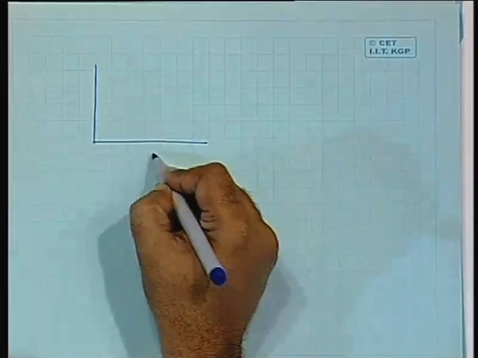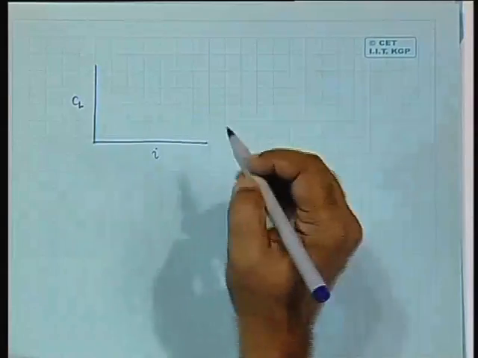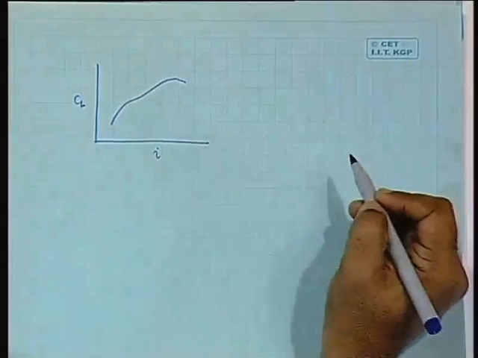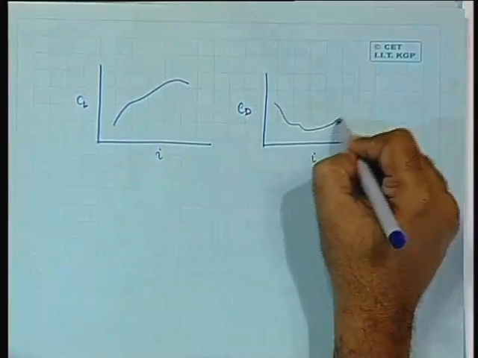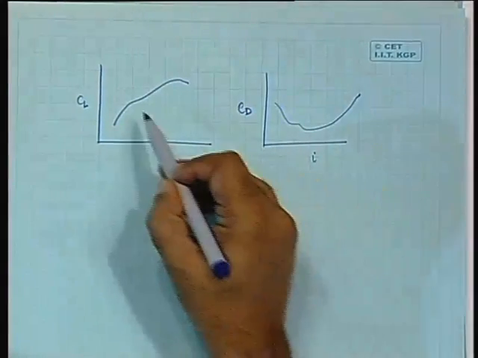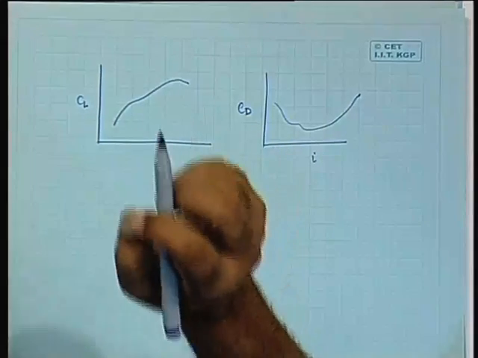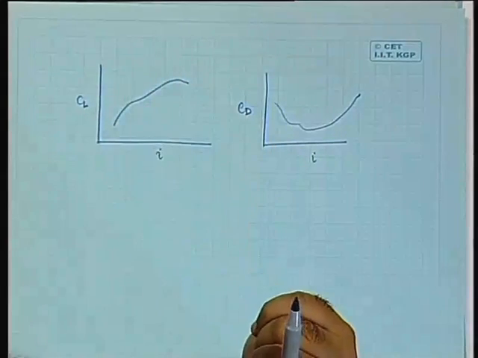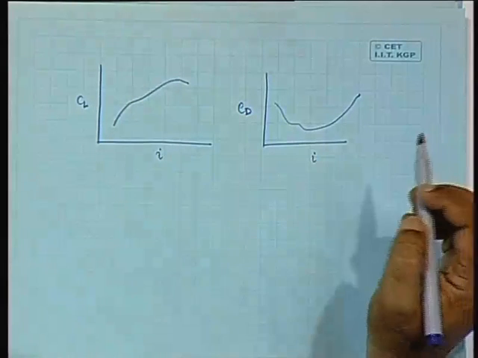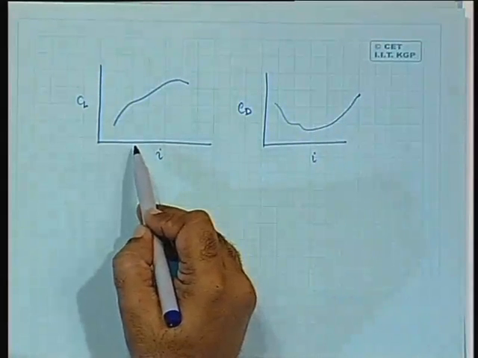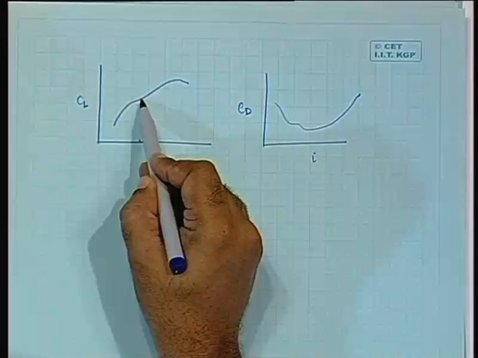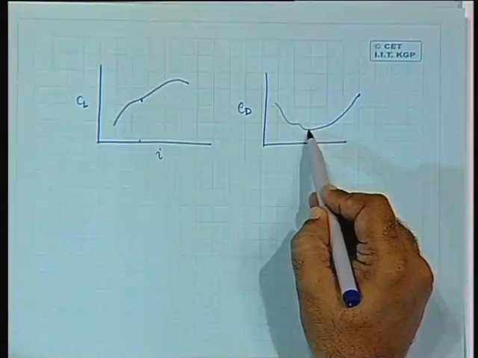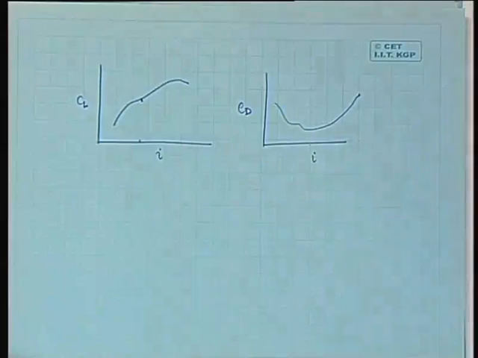If you draw the graph, small i versus CL will have some kind of a characteristic. Small i versus CD will have some kind of a characteristic. These are very specific to that particular airfoil. There is no general characteristic. So from here, depending on the angle of attack for that particular blade element, you have to read the value of CD, read the value of CL, and substitute here.